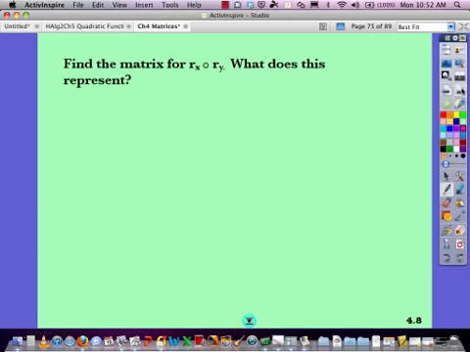Find the matrix for a reflection over the x that follows a reflection over the y. What does this represent? So you're actually being asked here to go back and use some of your reflection ones. Reflection of the x follows reflection of the y. So that means if this was my matrix for my shape, even though they didn't give me one, I would have to do r sub y, and then I'd have to do r sub x. So closest to the shape is the one I do first.